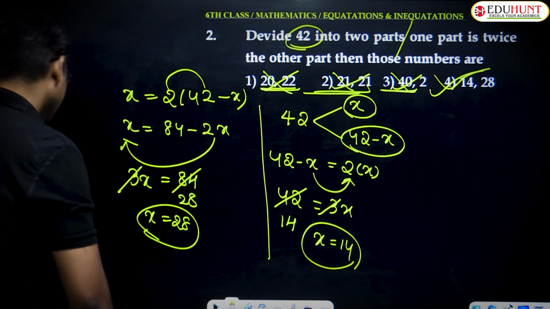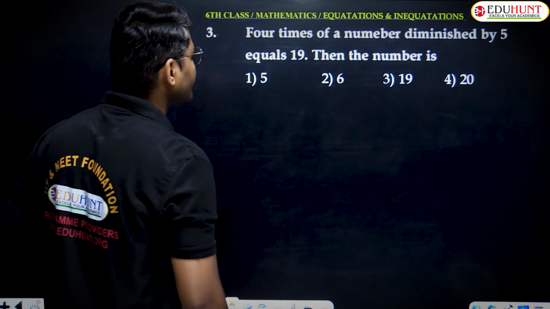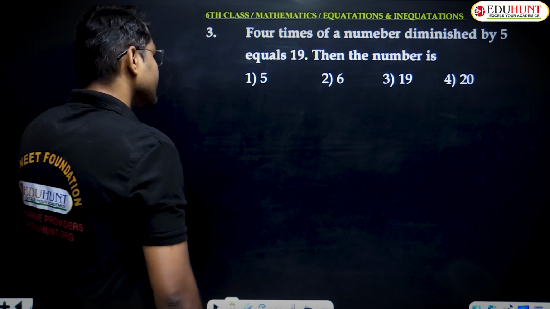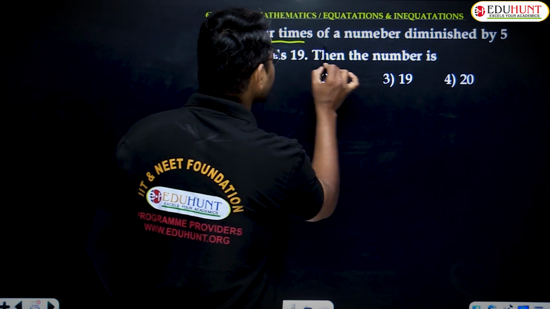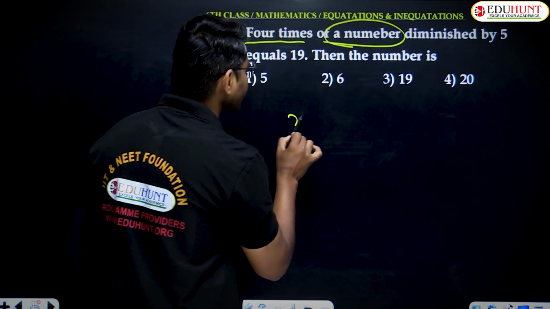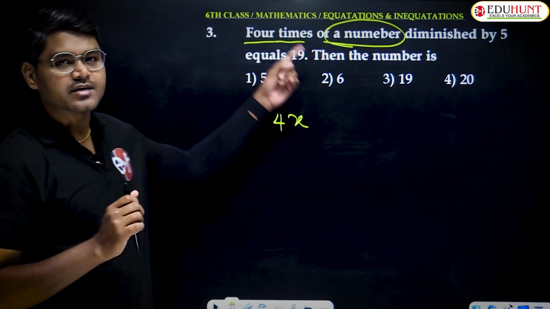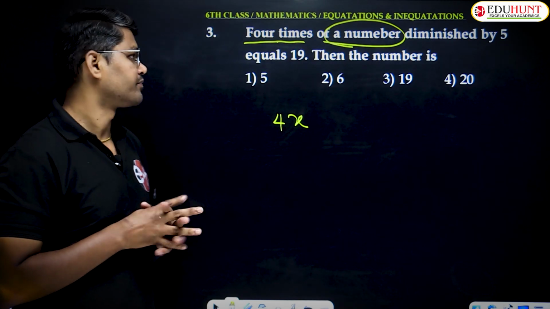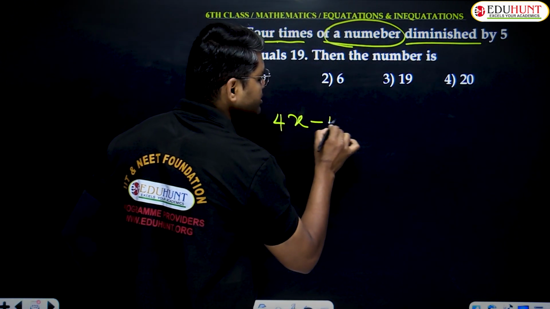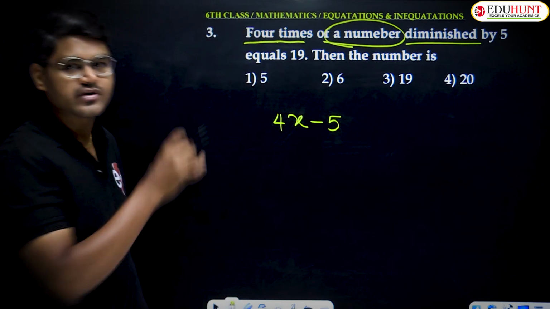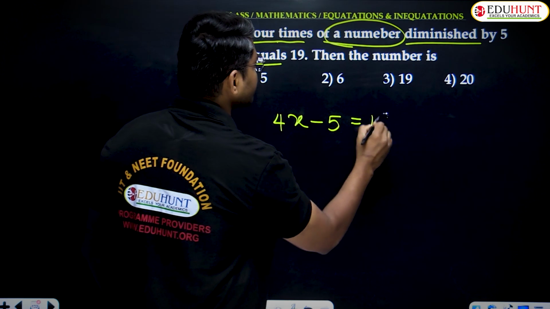Okay, right. Let's see the next one. 4 times of a number diminished by 5 equals 19, then the number is. 4 times a number is always 4 into x. Just convert this statement into mathematical form. Diminished means reduced. By how much? 5. Reduce or diminish means we have to subtract 5. Equals means equal to, that is 19.